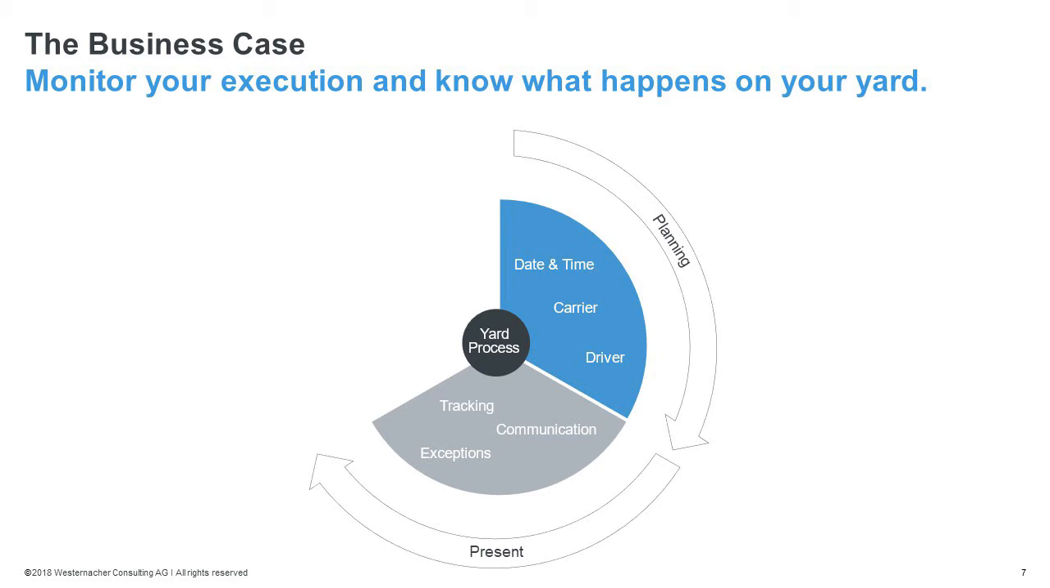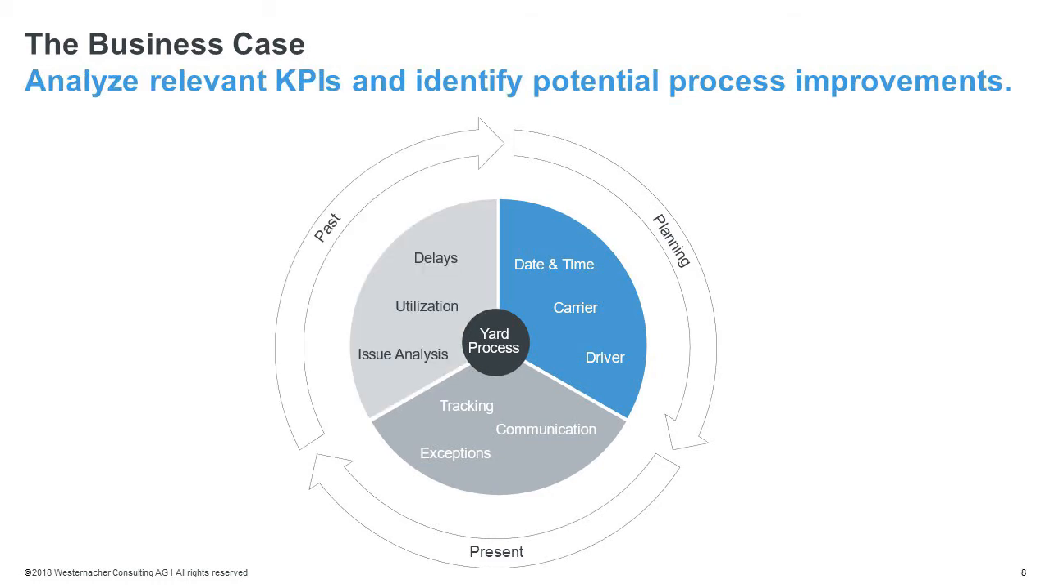Once I have dealt with my exceptions, and I have done my planning and my presence, I go to the next step, which is the analysis of the past. So I want to see what the delays on my yard are, and of course the utilization of my handling resources. For example, if I have my mule operating on the yard, shifting containers from A to B, I also want to see how good my utilization of it was, because of course this costs money. Also, I can later see all the exceptions and analyze why things go wrong on my yard. This is a really important thing to improve your processes later on.